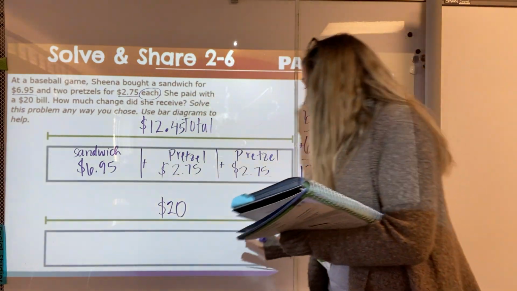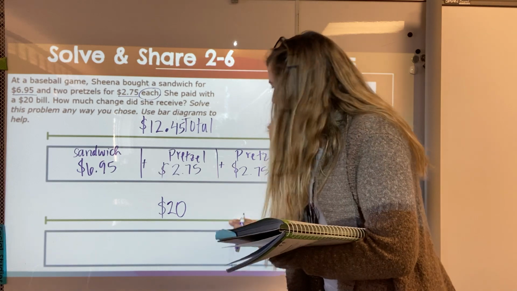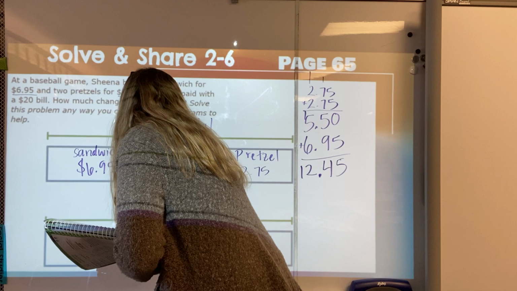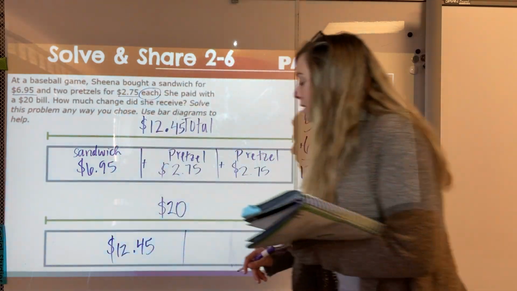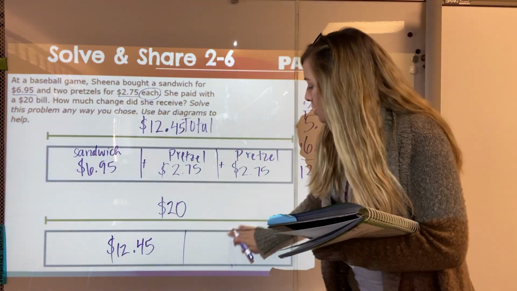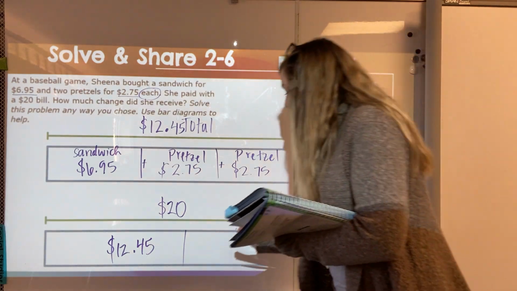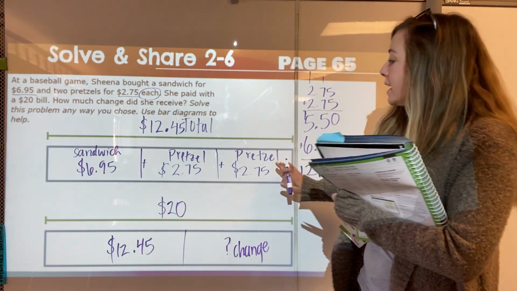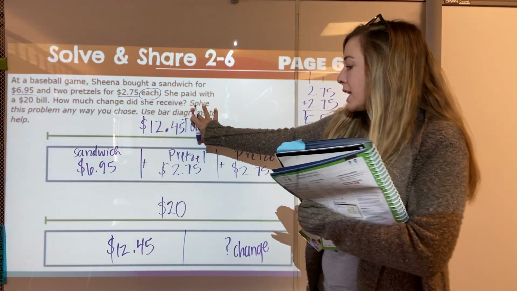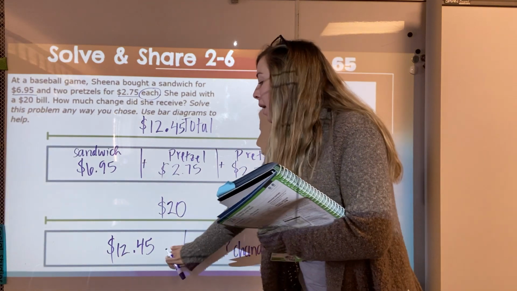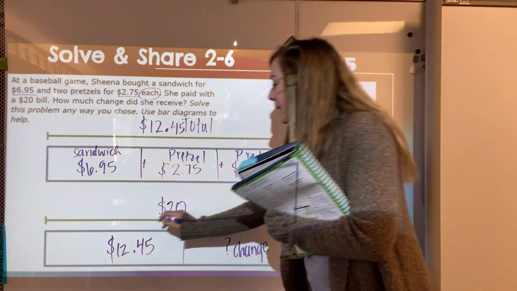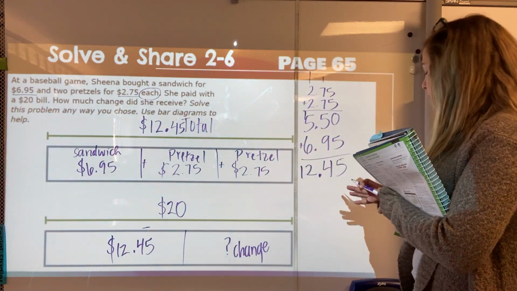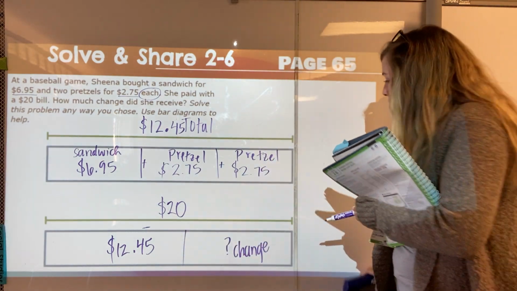And then part of that, well, maybe not right there. My lines aren't perfect. Is the $12.45 that she spent on all of her yummy food, right? Pretzel, sandwich, I'm in. But what we don't know is the change. So here we knew, okay, well, I had to add it all together to get the total. Well, I have the total, I have part of it, so this is going to be some subtraction between my total and the amount that she spent. So let's take a look at that.